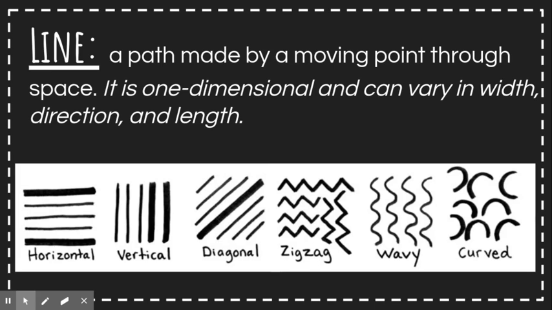Okay. And when I say it is one dimensional, it means that it's flat and it can vary in width, direction, and length. So you can have skinny lines, fat lines, lines that go side to side. That's a horizontal line. Vertical lines, the ones that go straight up and down. They can be diagonal, zigzag, wavy, curved. Okay. They can be very short lines. They can be very long lines. They can overlap each other. So there is a lot of variety that is a line.